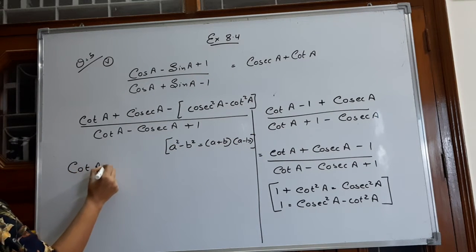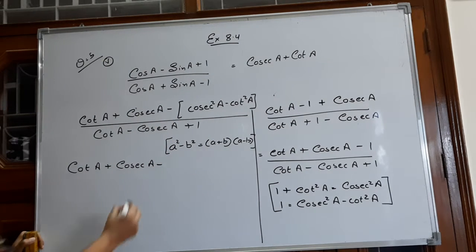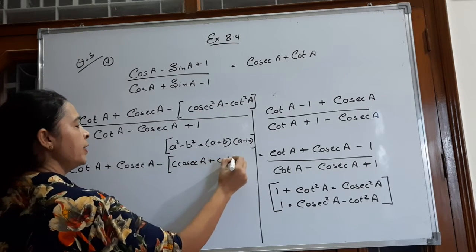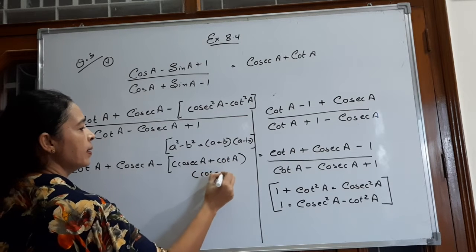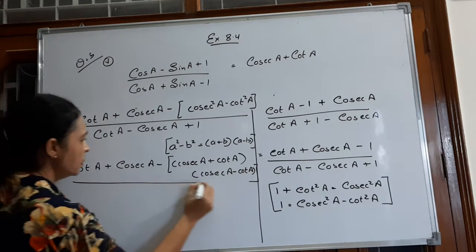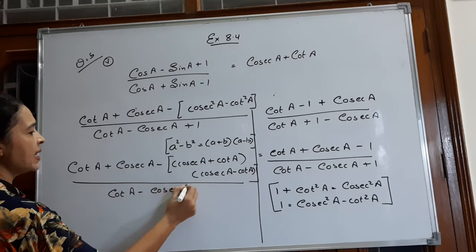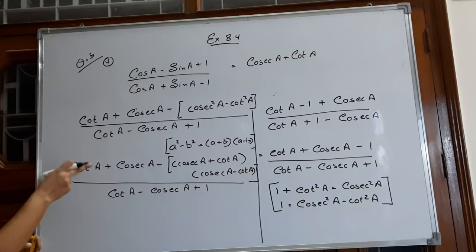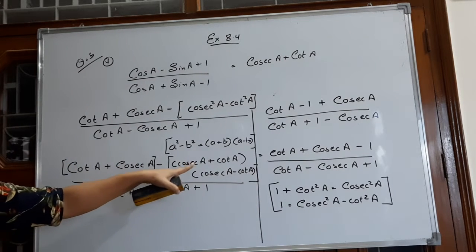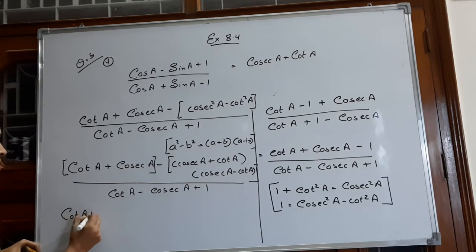Now cot A plus cosec A minus, what is cosec square A minus cot square A? We can write it as cosec A plus cot A into cosec A minus cot A. Clear? Upon cot A minus cosec A plus 1. We have cot A plus cosec A, we are taking it as one term. Here we have cosec A plus cot A and cosec A minus cot A. Taking cot A plus cosec A common.